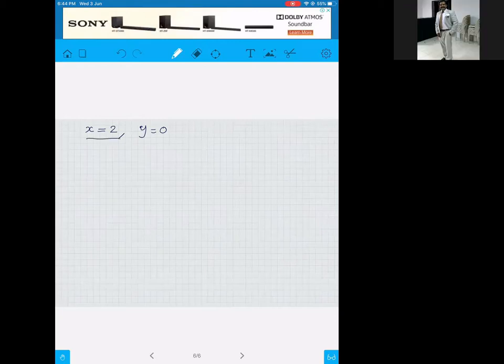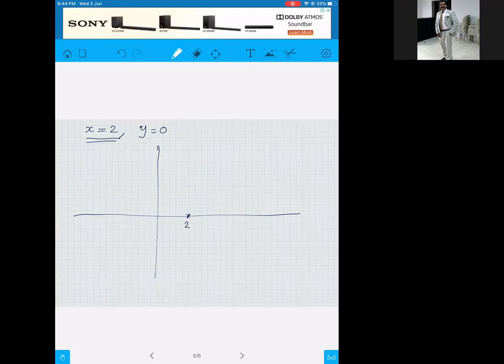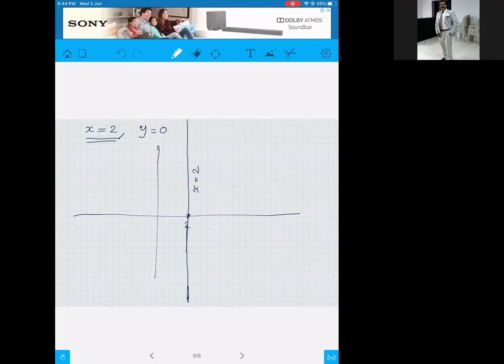So if I need to represent the line x is equal to 2, suppose this is the point 2. We have to draw a vertical line through it. So x is equal to 2 means a vertical line that is passing through the x-axis at 2. Does it make sense?